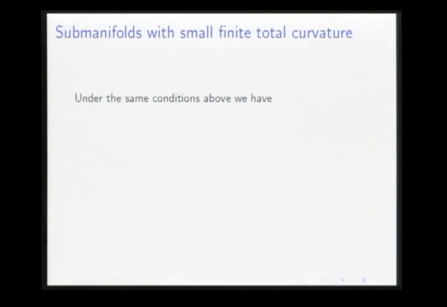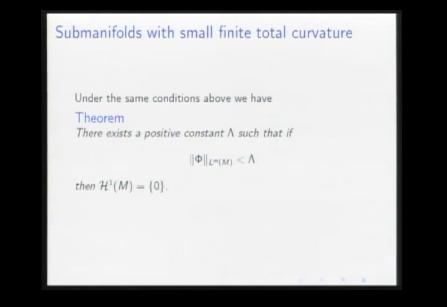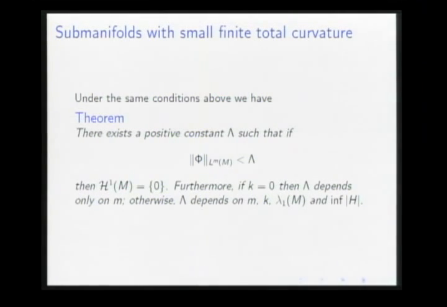Well, we also have a theorem for submanifolds with a small finite total curvature. Under the same conditions, we prove that there exists a positive constant lambda such that if this norm of phi is less than lambda, then this space is trivial. This constant depends only on the dimension when you have a flat ambient space, and depends on m, k, the first eigenvalue and the infimum of the mean curvature otherwise.